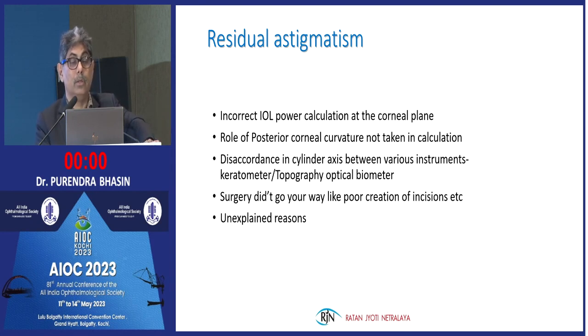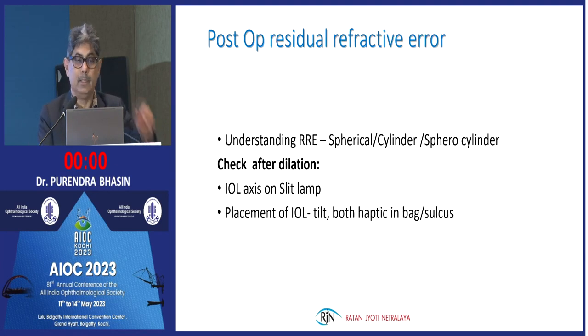Surgery didn't go your way, like poor creation of the incision, or there is a large or irregular incision, or the lens is partly in the bag and partly in the sulcus. We should understand the residual refractive error, whether it is spherical, cylindrical, or spherocylindrical. Check the IOL axis on the slit lamp after dilation.